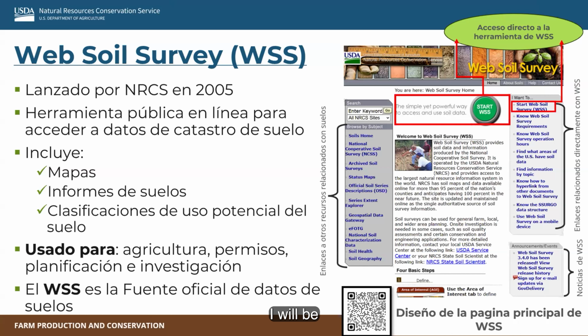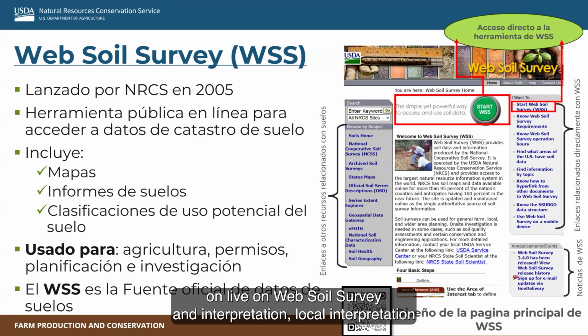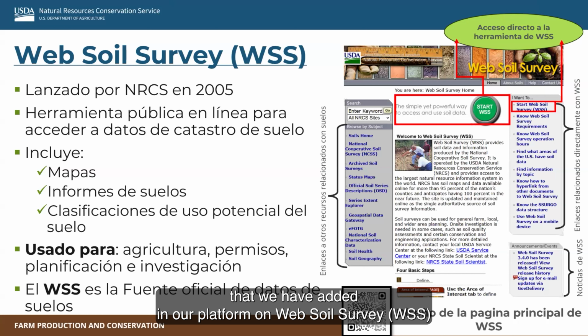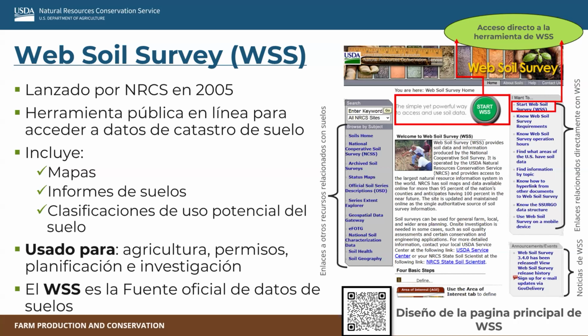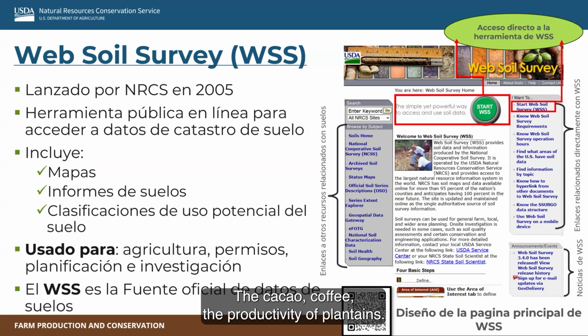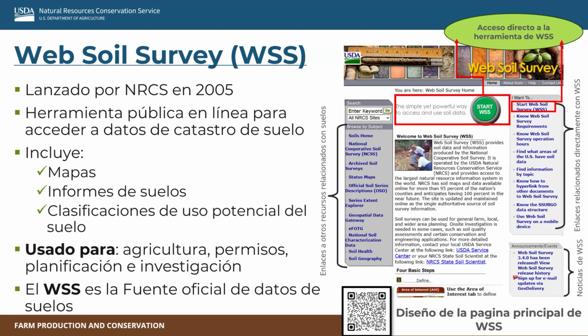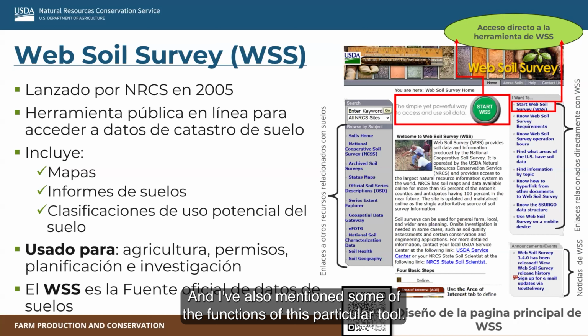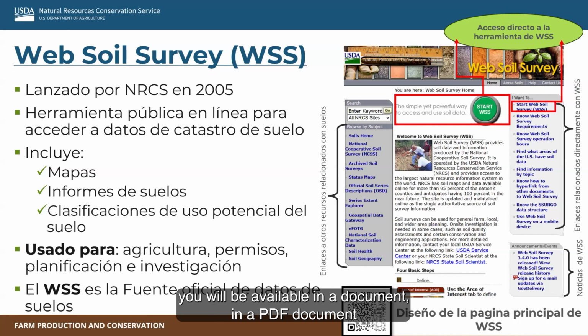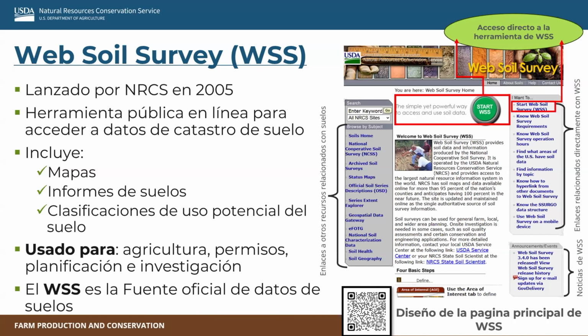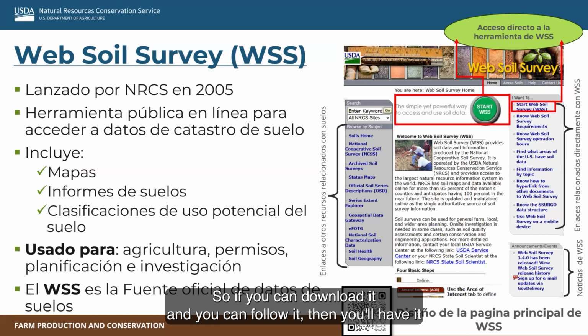I will be doing a live demonstration on Web Soil Survey and the local interpretations that we have added in our platform on Web Soil Survey, the WSS: cocoa, coffee, the productivity of plantains, and I'll also mention some of the functions of this particular tool. All the information that I'm going to show you will be available in a PDF document that will be added to the chat. So if you can download it and follow it, then you'll have it as an example.